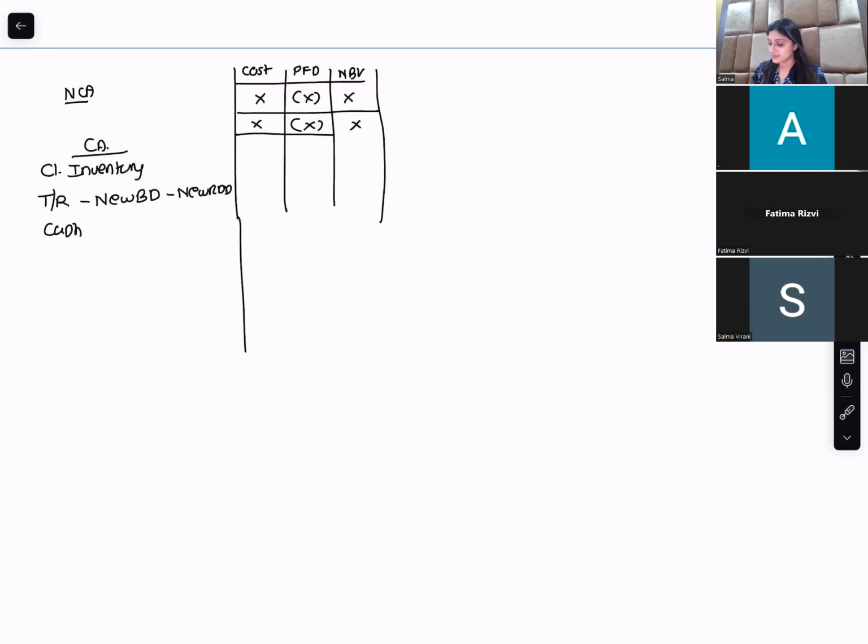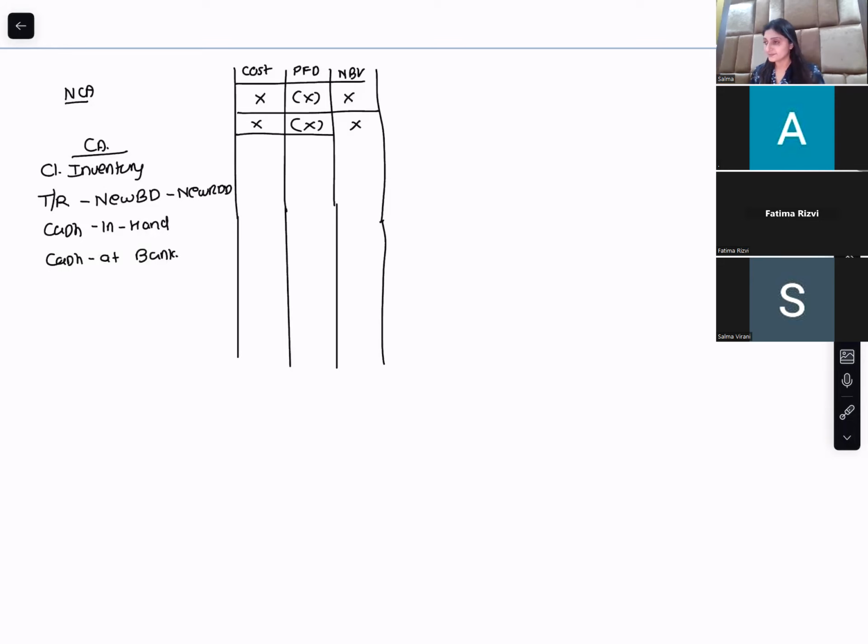Then what are your other current assets? Cash in hand, then you have your cash at bank. And what else do you have? Other receivables. What are the things that will come in other receivables? Prepaid expense and outstanding income. So you have all your current assets.